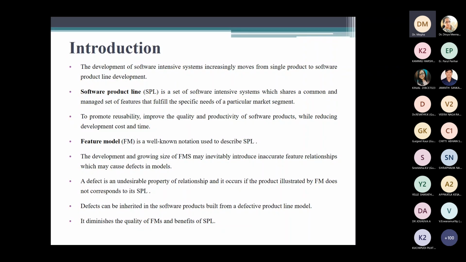The defect is basically an undesirable property of relationship, and it occurs if the product illustrated by the feature model does not correspond to its SPL. In layman language, a defect is when you are going to develop a product and the product is not going to meet its requirements. It means it is going to differ from its requirements.